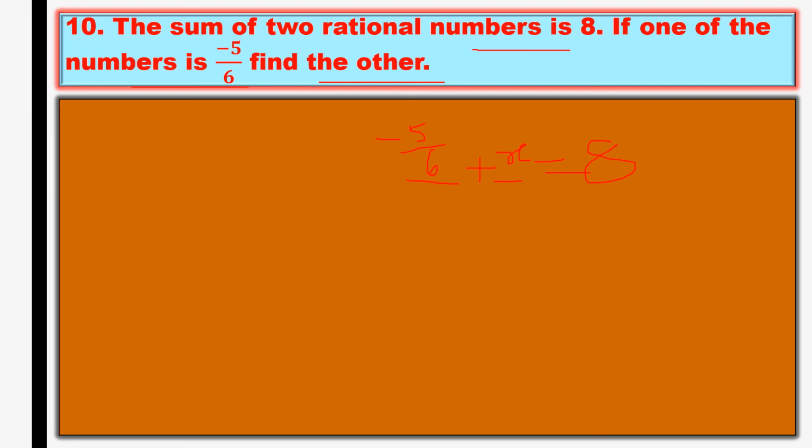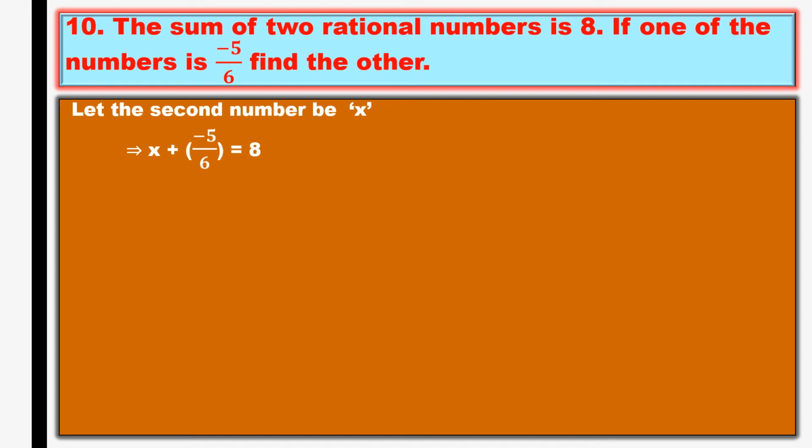Okay, so to find out this x, I should send this one here now. So minus 5 by 6, when it goes there, it becomes plus 5 by 6. Simple. First you write in the rough work what he gave and what you should find out. Then after getting an idea, you just solve it. Clear? So let us take the number as x, and x plus minus 5 by 6 equal to 8. Now send this minus 5 by 6 there, it will become plus 5 by 6.